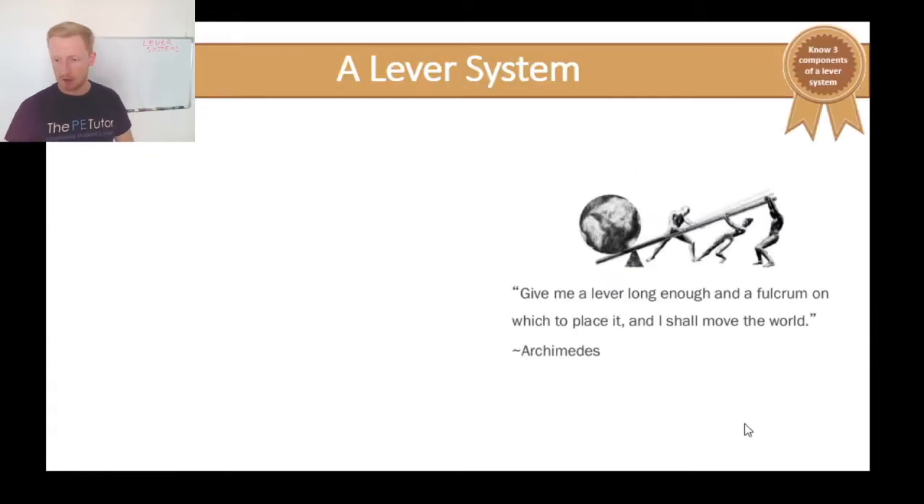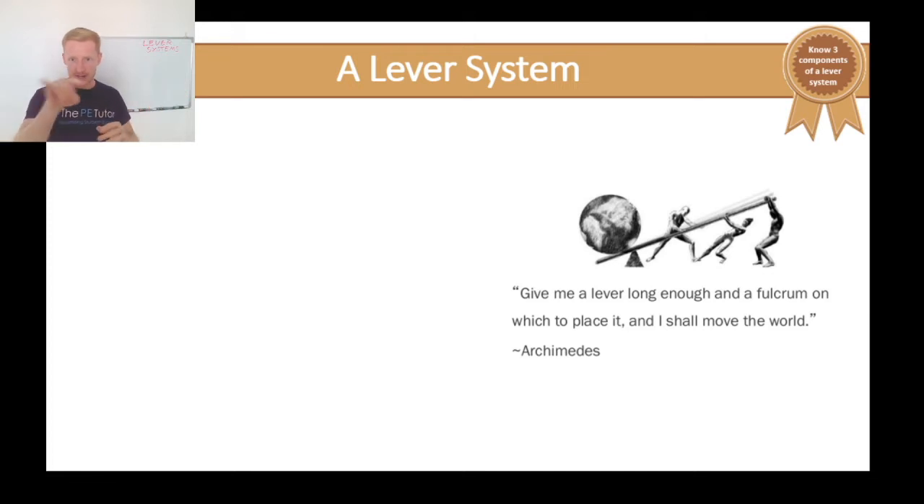There we go. So that's quite a nice quote that I like to start levers with. Archimedes being an old school scientist, mathematician: Give me a lever long enough and a fulcrum on which to place it, and I shall move the world. Postulating that anything is movable, any amount of force can be generated with the correct lever system.